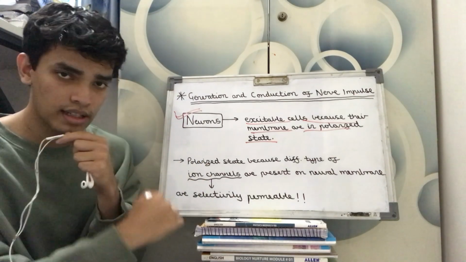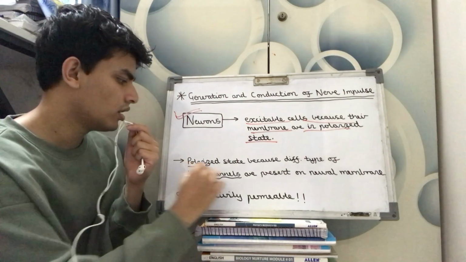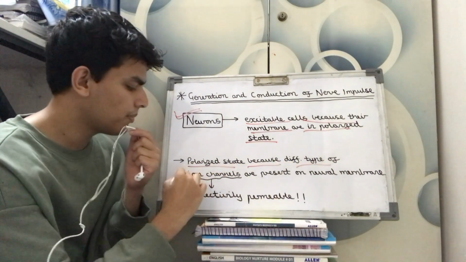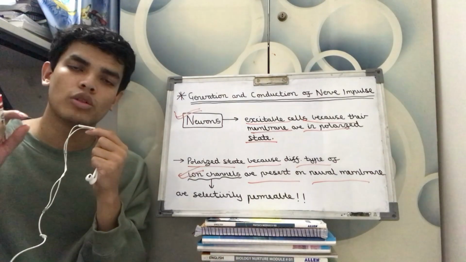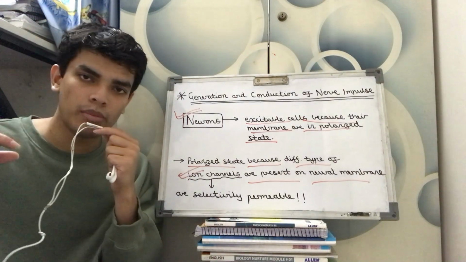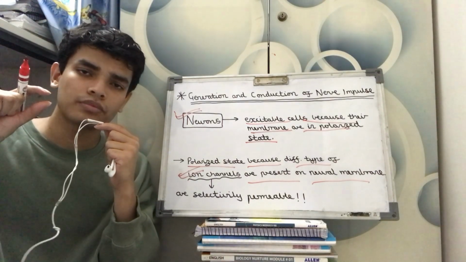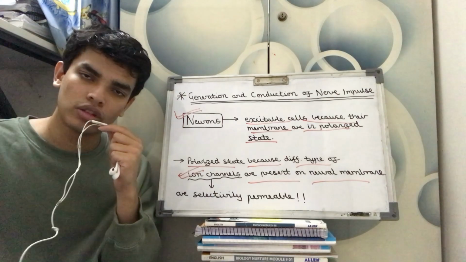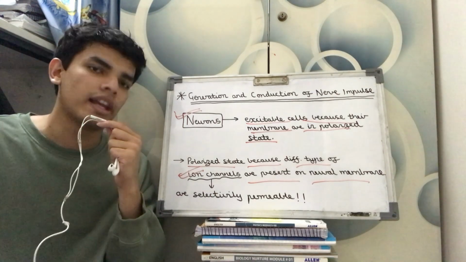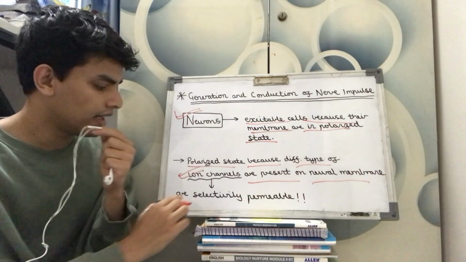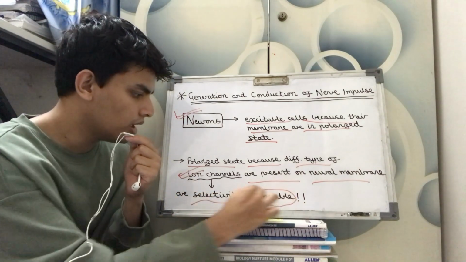Now there is a reason given for why they are in a polarized state. It is polarized because different types of ion channels are present on the neural membrane. So in that neural membrane, or the axon membrane, there are certain ion channels, because of which these neuron cells are excitable, or you can say polarized. Now these ion channels are selectively permeable.